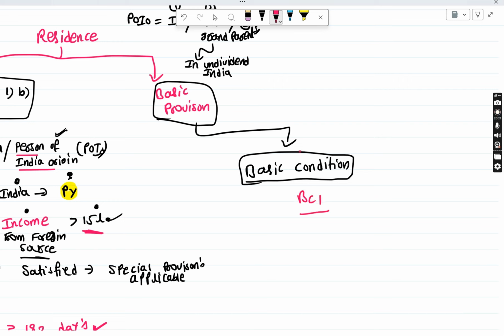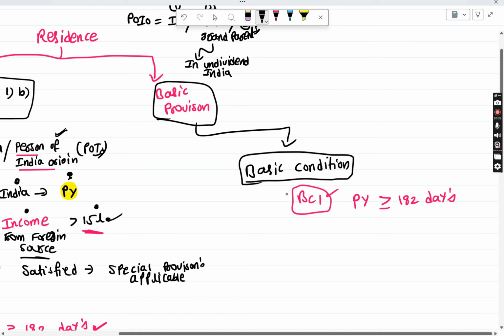Basic condition 1. In the previous year, you should have stayed more than 182 days. Same as the special provision basic condition, nothing different. Okay. And then basic condition 2.